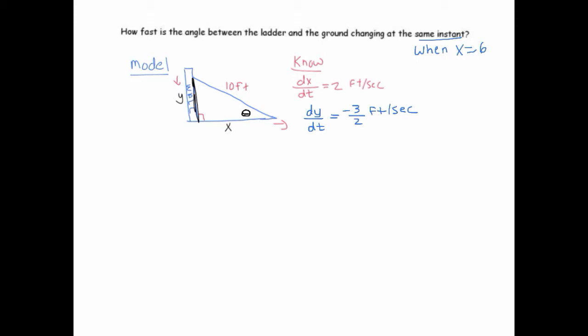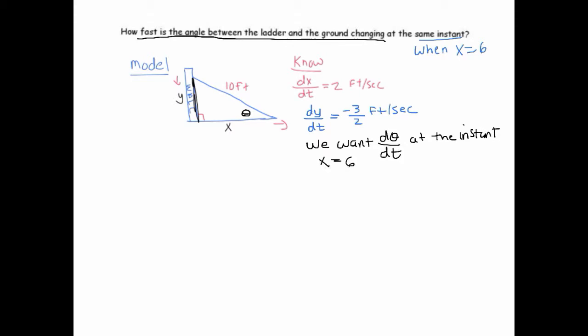And in this case, what we want is, it says how fast is the angle between the ladder and the ground changing. That means we want d theta dt. We want d theta dt at the instant x equals 6.